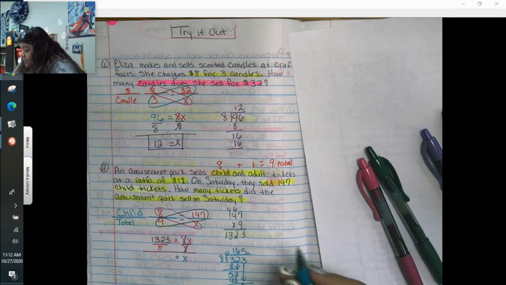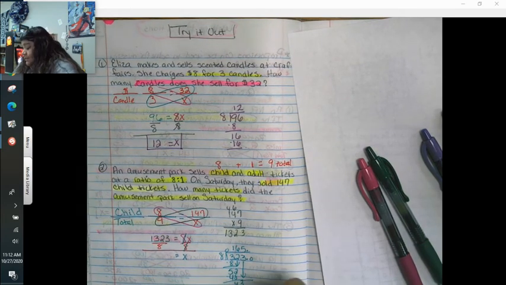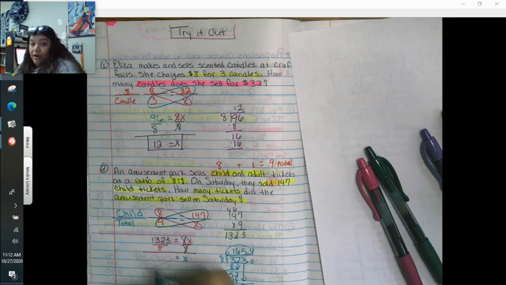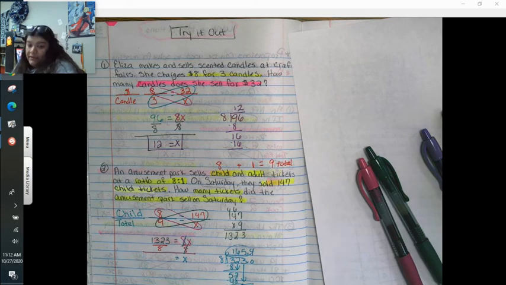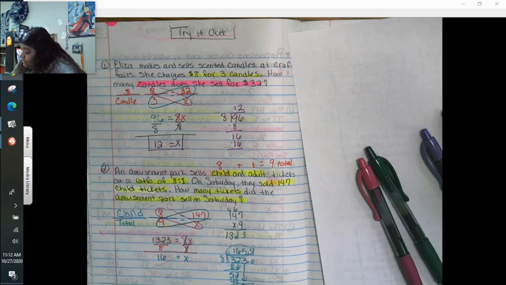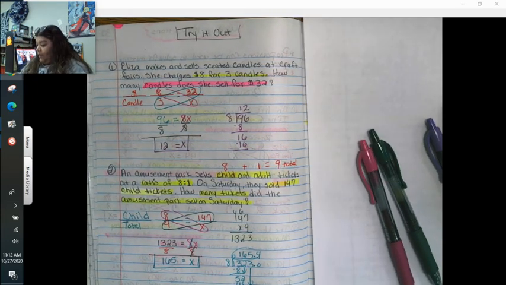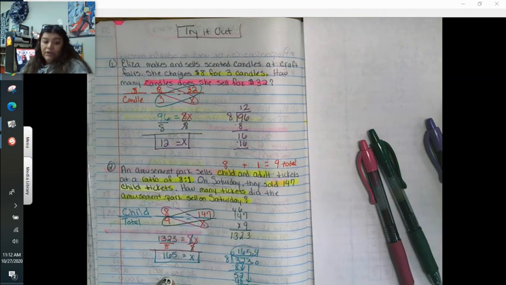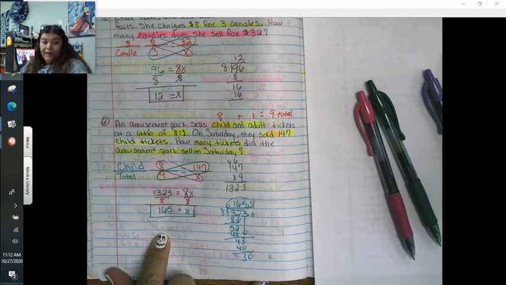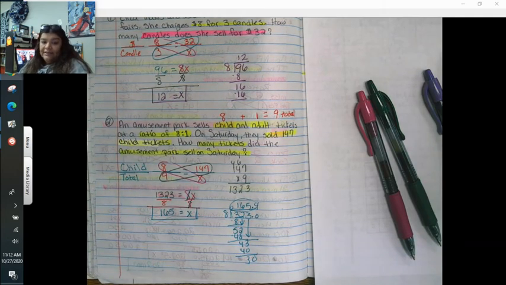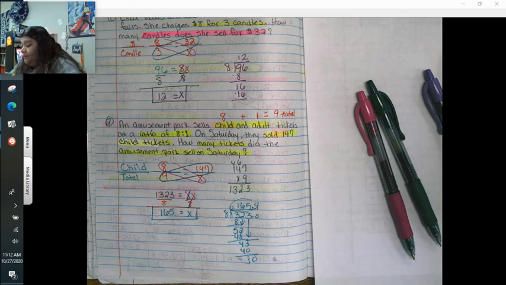But remember, we're talking about people, okay? So since we're talking about people, I'm just going to keep the whole number. I can't have part of people coming in or selling. I can't sell part of a ticket. I have to sell the entire ticket. So I sold 165 tickets that day, okay? 147 were children, 165 was the total amount, okay? Did y'all get that one? Did y'all catch it that they wanted the total amount? Okay, so always read. You have to read these problems, okay?